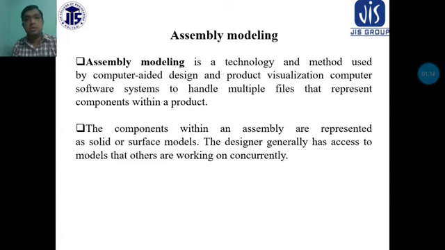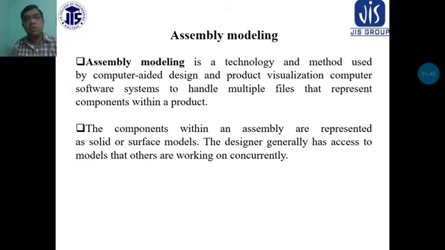Assembly modeling is a technology and method used by computer aided design and product visualization software systems to handle multiple files that represent the components within a product. That means the different parts of the machine, the components, will be assembled in one place.